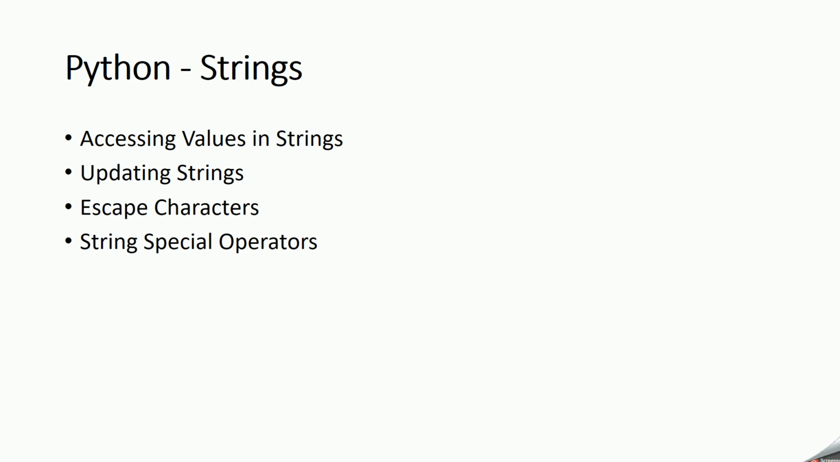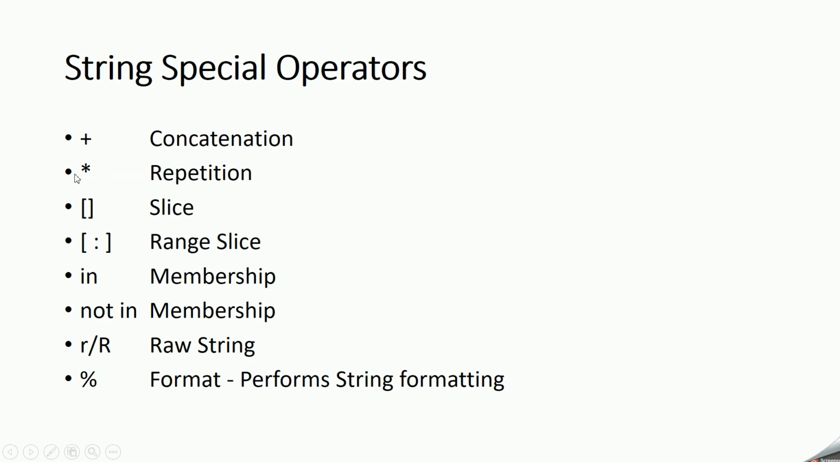In this video, we are going to learn about string type in Python, and we'll also learn to perform various operations like accessing values from a string, updating the string, and understanding the usage of escape characters inside a string. And then we'll use various special string operators like concatenation, repetition, slice, range slice, membership, not in membership, and raw string and format specifier.